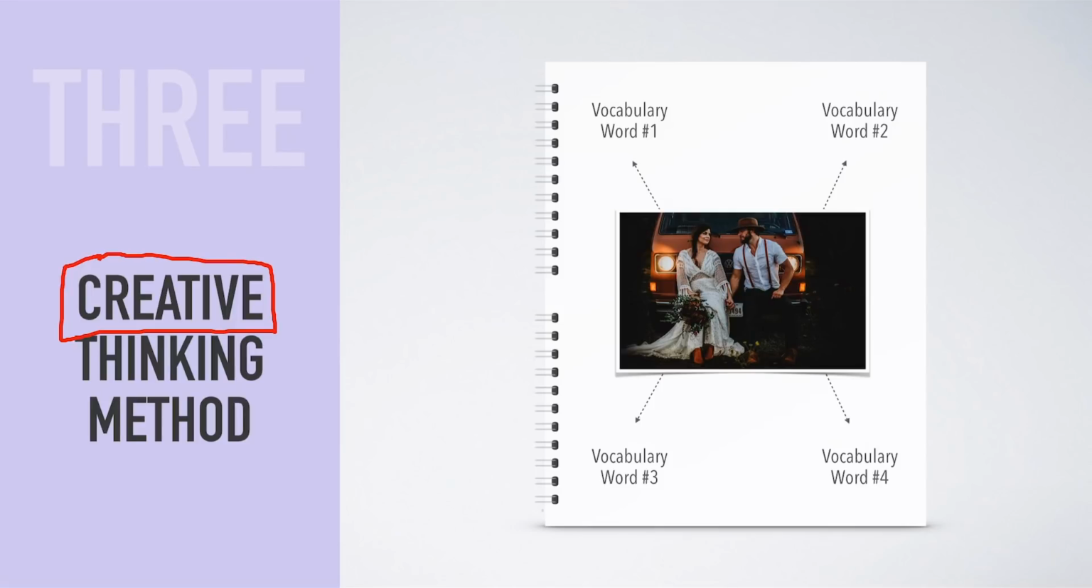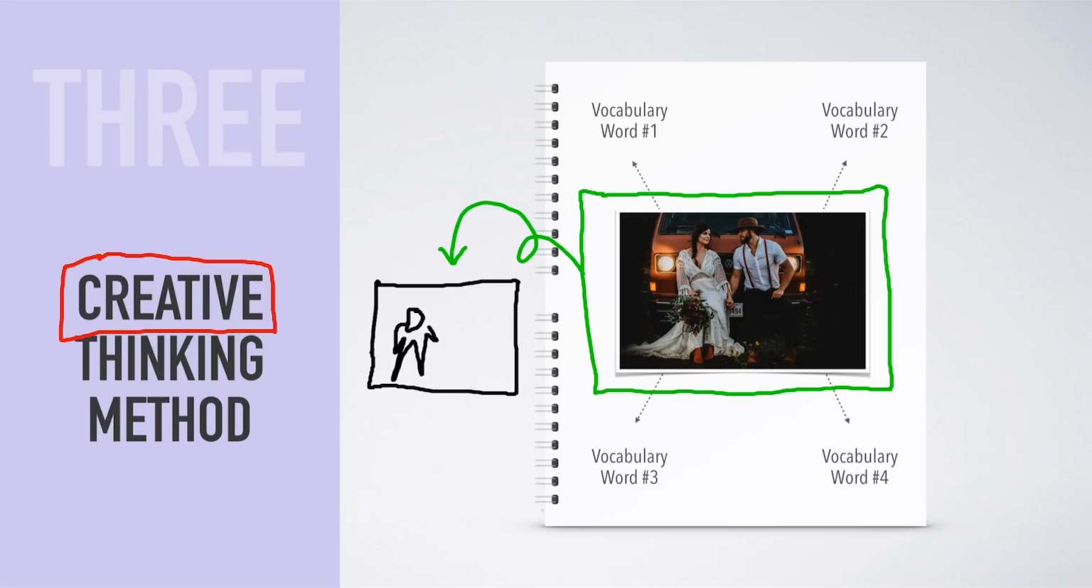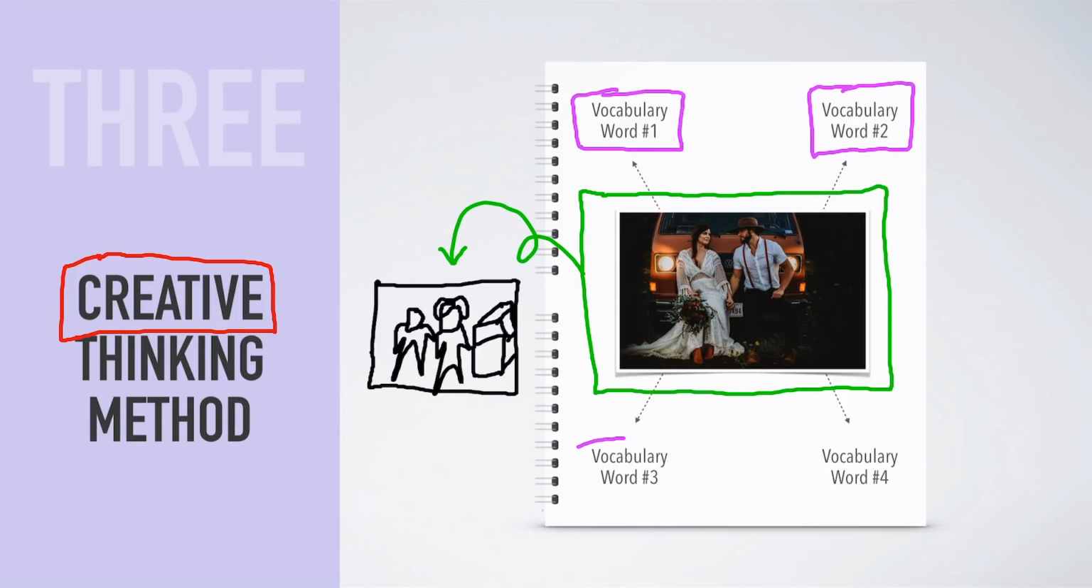This is how it works. In the center of your notebook, you're going to have an image. Now, again, you can actually find an image online, or if you're an artist or if you like to draw and sketch, you can actually sketch an image, okay? So it's up to you. You can do whatever you want for the image in the middle, okay? But what you're going to do is, after you have your image in the middle, you're going to find 4 different vocabulary words that describe the picture. That's why this is called the creative thinking method.